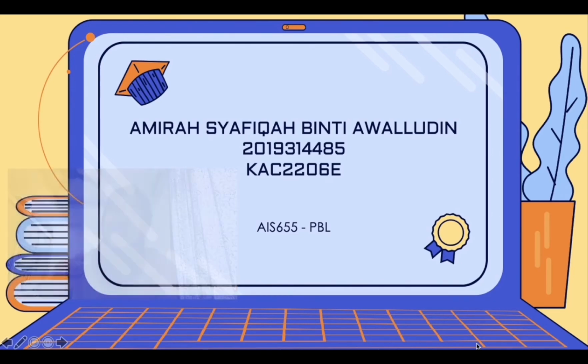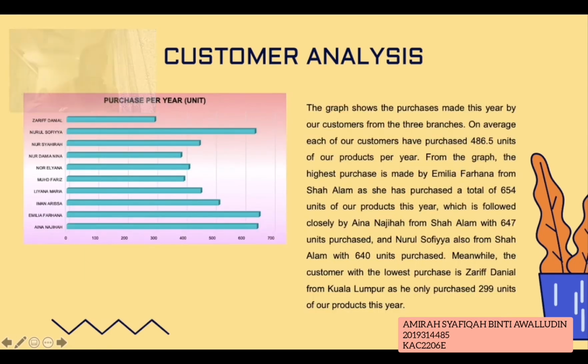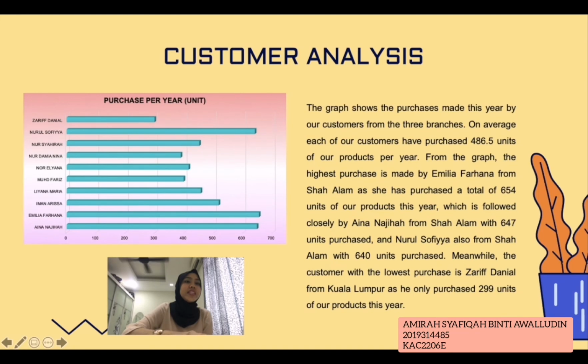So let's get started. For customer analysis, this is the graph of all of our customers' purchases throughout the year. The graph shows the purchases made this year by our customers from the 3 branches, which is Kuala Lumpur, Bangi and Shah Alam. On average, each of our customers have purchased 486.5 units of our products per year. From the graph, the highest purchase is made by Amalia Fahana.